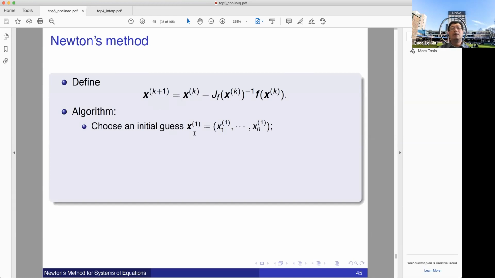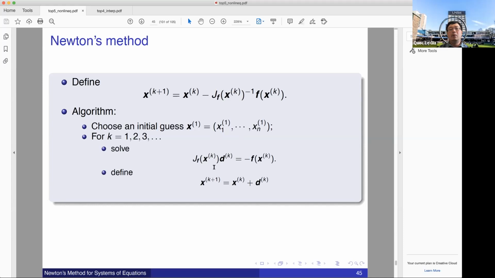Okay, so first we choose the initial guess, x1. And then we don't want to find the inverse of the matrix, but we do it by solving this linear system. When you solve it, you get the vector D. So the vector D is just the solution of JD equals minus F. Then you just plug it in, and you get the next iteration. And so that is the Newton method for the multivariate case.